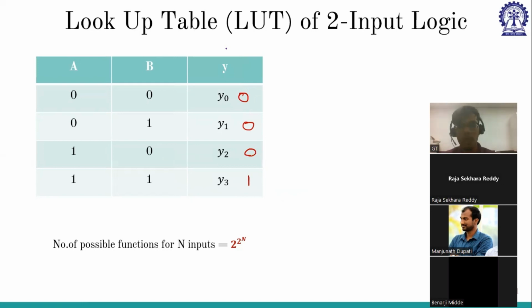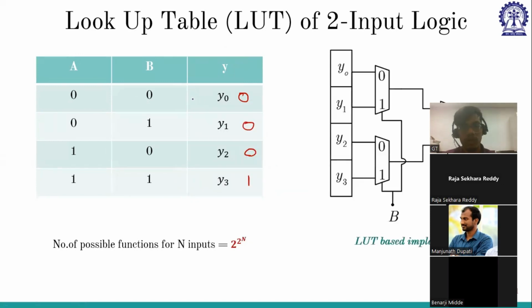Okay. So for 2 inputs, for Y0 we have 2 possibilities, 0 and 1. Here also 0 and 1, here also 0 and 1, here also 0 and 1. So each has 2 possibilities. So overall the number of permutations and combinations will be 2 to the power 4, for 2 inputs.